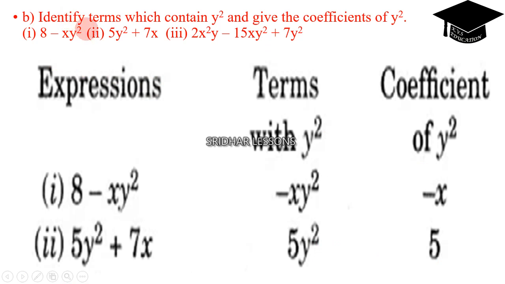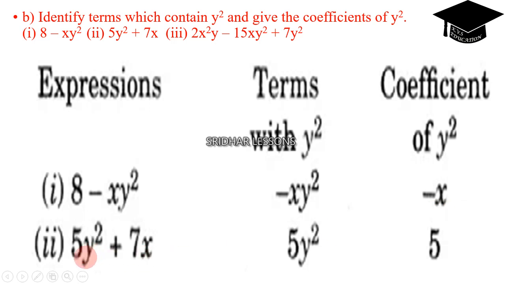And question B, identify the terms which contain y square. In the previous case, we identified the coefficient with x, and here we have to identify the term which contains y square, and give the coefficient of y square. Expression 1, 8 minus xy square. The term with y square is minus xy square, and the coefficient of y square is minus x.